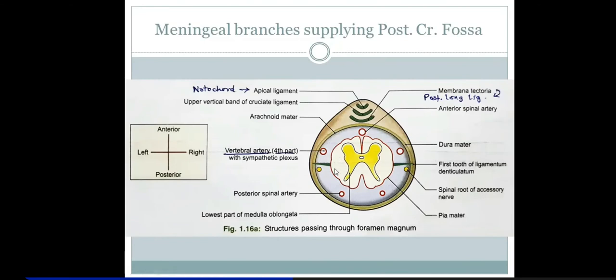So the first pair you find here is at the lower portion of the medulla, and it's binding to the lateral margin of the foramen magnum. So this is the first tooth of the ligamentum denticulatum. That's why you make it 21 pairs.